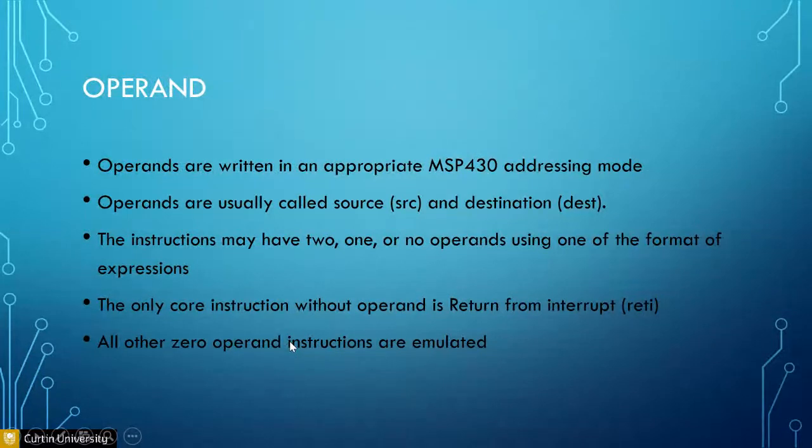Operands are written in MSP addressing mode, usually called source and destination. So in this logic, you have two operands. Let's say, for example, move R2, R3. R2 and R3 are the operands. The mnemonic is move. So you can simplify: move is basically a function, and the operands are R2, R3, the source and the destination. One is the source, the other is the destination. Only call instructions without operand is written. All other zero operand instructions are emulated.